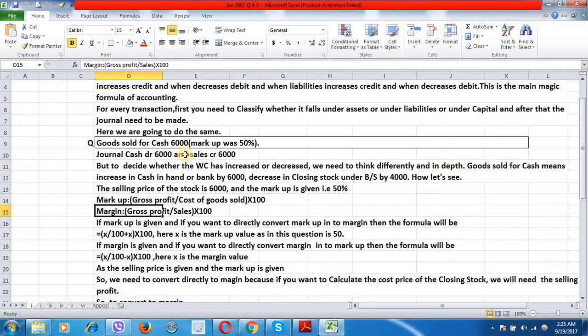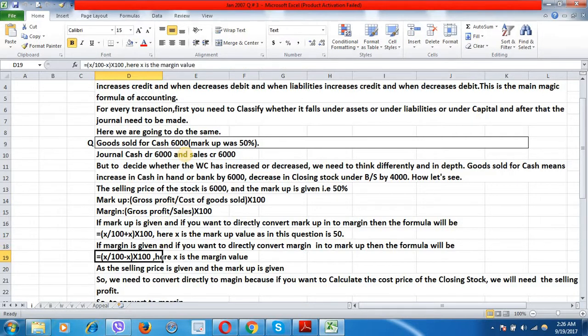The formula of markup is gross profit divided by cost of goods sold into 100. There are 3 more formulas which I am sharing with you, that is margin. Margin equals gross profit divided by sales into 100. One more, if markup is given and if you want to directly convert markup into margin, then the formula will be x divided by 100 plus x into 100. Here x is the markup value, as in this question is 50.